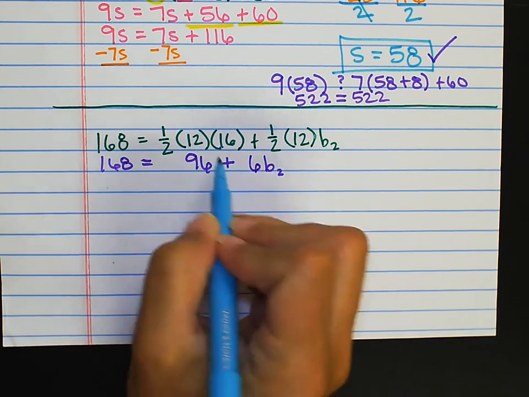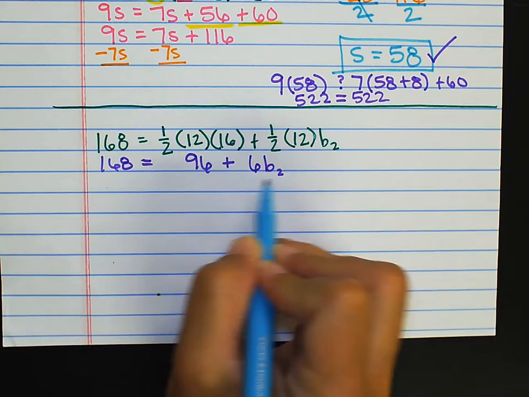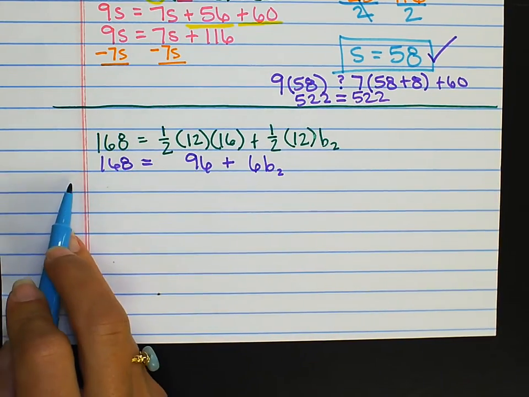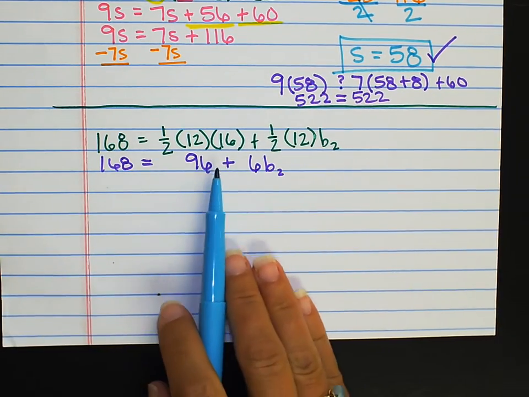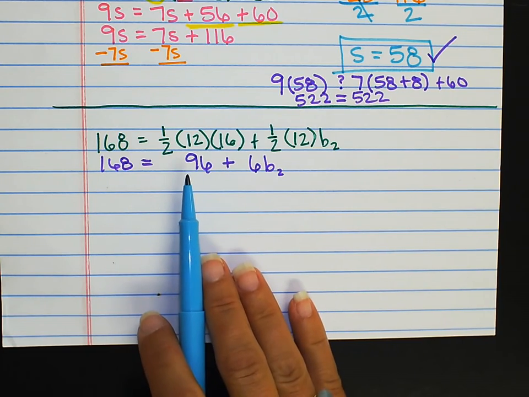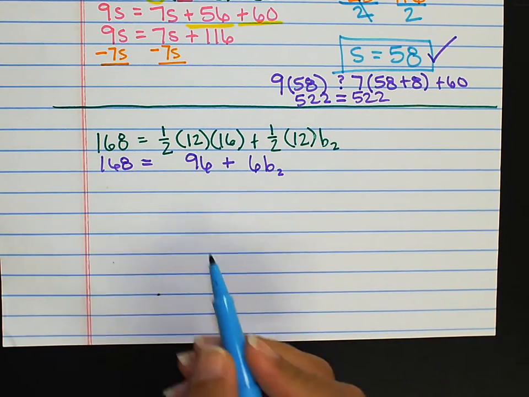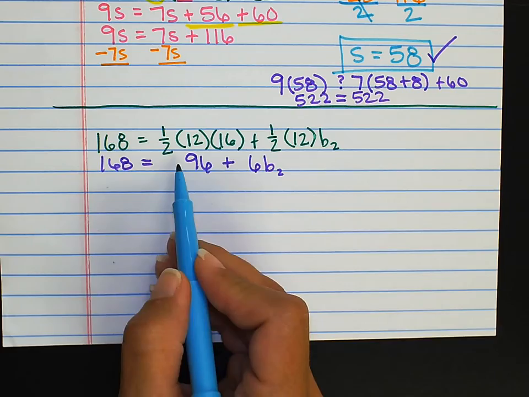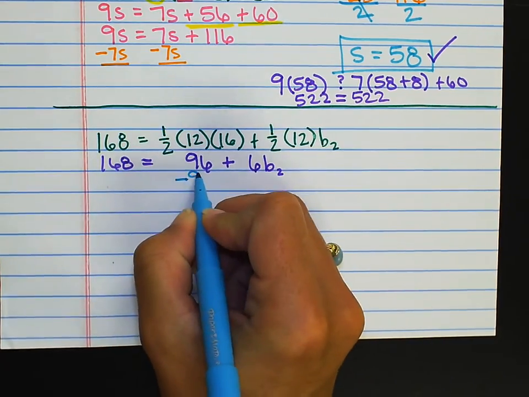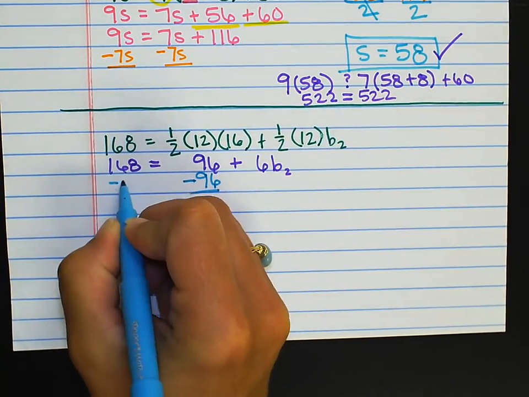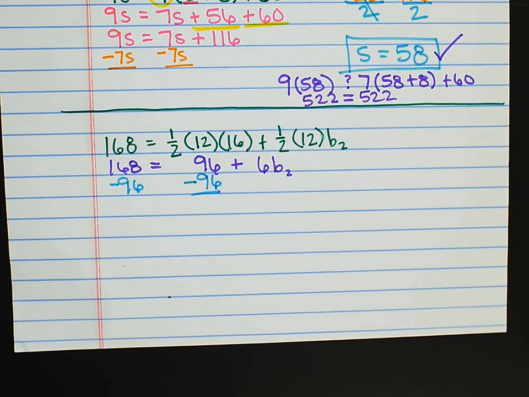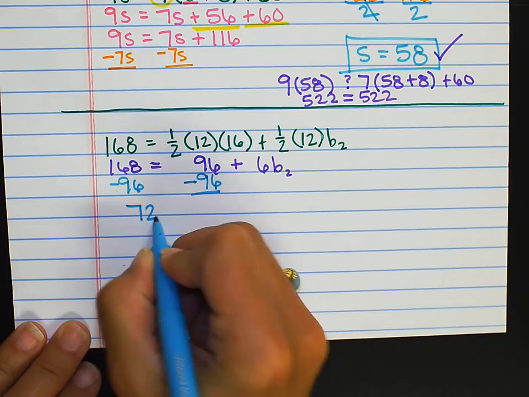That's what I'm working towards. I need to move everything that's on the same side of the equal sign as b to the other side. I'm always going to start with the number that's not touching b. So I'll be moving the 96 first. We use inverse operations. This is a positive 96. So I'm going to subtract 96 from both sides of the equal sign. 168 minus 96 is 72.